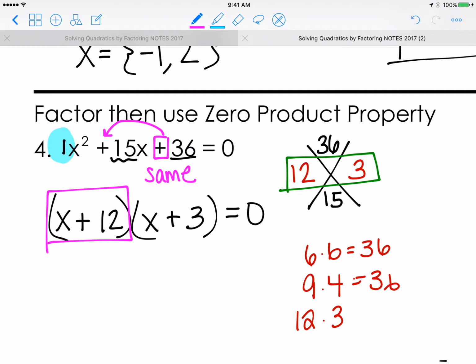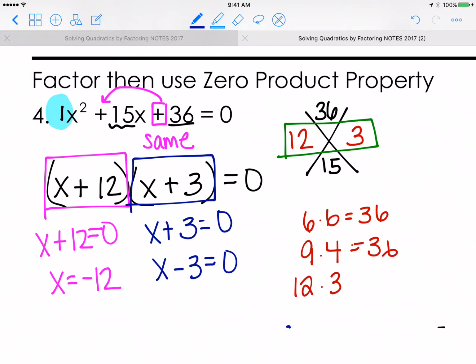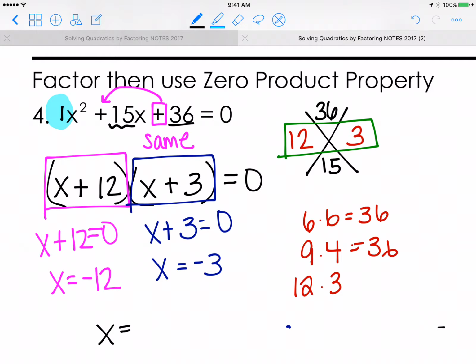So we're going to take the first one, set it equal to 0, and solve. So we get x is equal to negative 12. And then we're going to set our second factor equal to 0, and then we're going to solve. So we're going to subtract that 3 over. We get x is equal to negative 3. So we write our solutions as x is equal to negative 12, comma, negative 3.